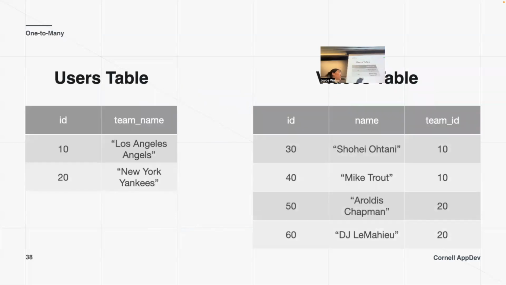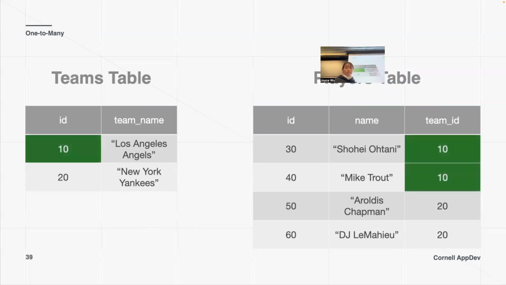So if we go into these two tables here, let me move my camera. The cursor isn't showing up, but basically those are the players. This is not the users, but the teams table. Essentially, here we have team names, and the players on that particular team. So these first two players play for the Los Angeles Angels.